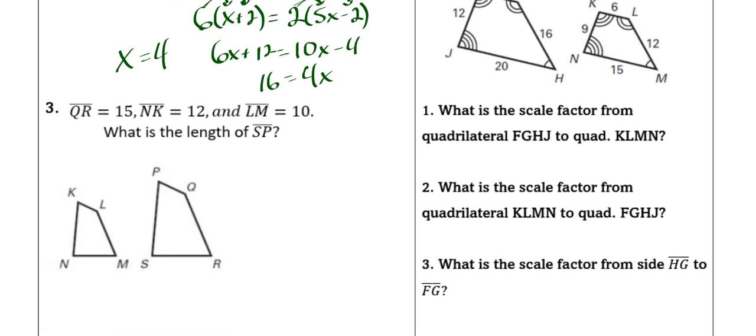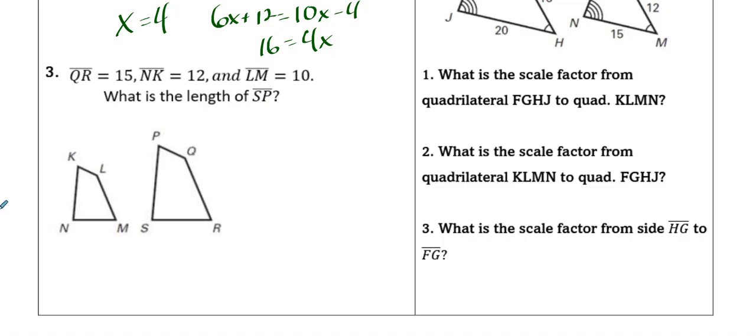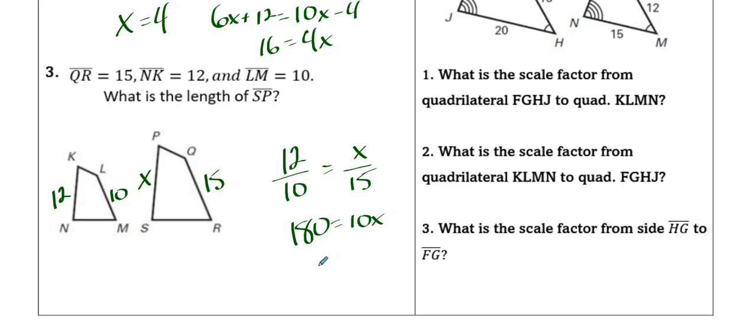One more time with a proportion. This just involves actually setting it up. So QR is 15, NK is 12, and LM is 10. What's the length of SP? Alright, so we're comparing corresponding sides. 12 compares to 10, as x compares to 15. Cross multiply, we get 180 equals 10x, so x is 18.